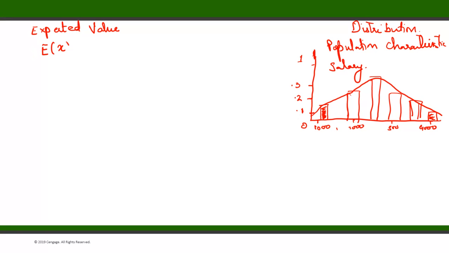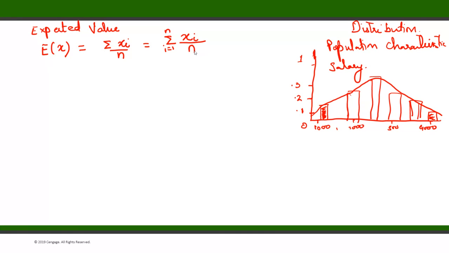Expected value is also the average, E[X]. It is given by the summation of the discrete items over n, where i goes from 1 to n. So for each item, salary x_i, x1 is the salary of the first person, x2 is the salary of the second person, over n. n is the total number of people in the sample or the population.